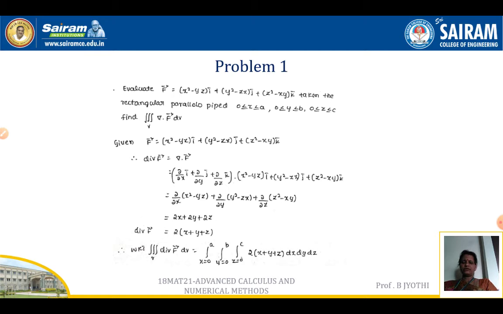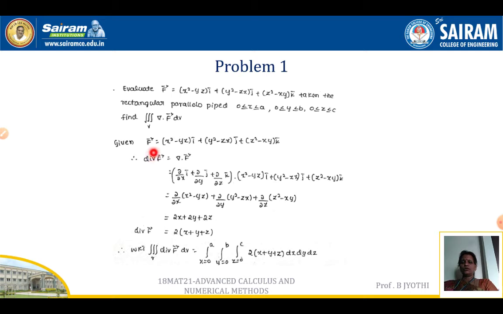Let us take problem 1. Evaluate, where vector f is equal to x square minus yz into i plus y square minus zx into j plus z square minus xy into k, taken over the rectangular parallelepiped 0 less than or equal to x less than or equal to a, 0 less than or equal to y less than or equal to b, 0 less than or equal to z less than or equal to c. Find the volume integral of del dot f dv.